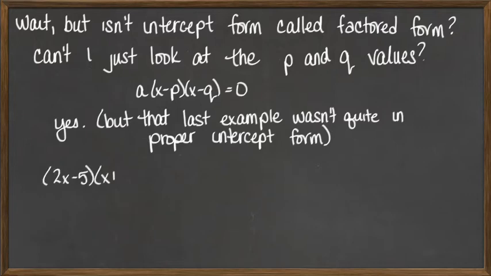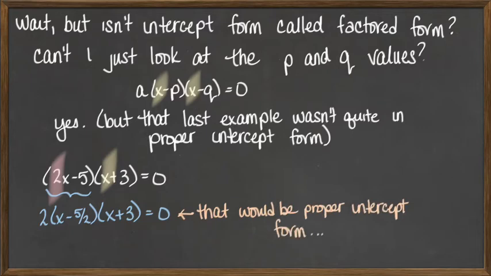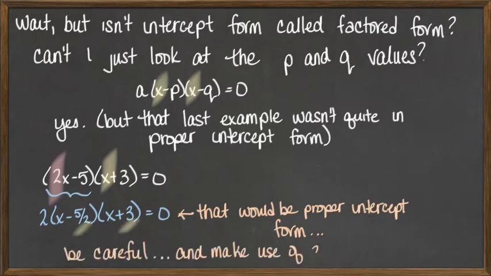In order for us to take that example we just had and write it with coefficients of 1 instead of that one factor that had a 2 in front, we'd have to take the 2 out. And in taking the 2 out, we'd get x minus 5 over 2 times x plus 3 equal to 0. Now if we looked at it and said, oh, p is 5 over 2 and q is negative 3, we would get those answers that we expected.